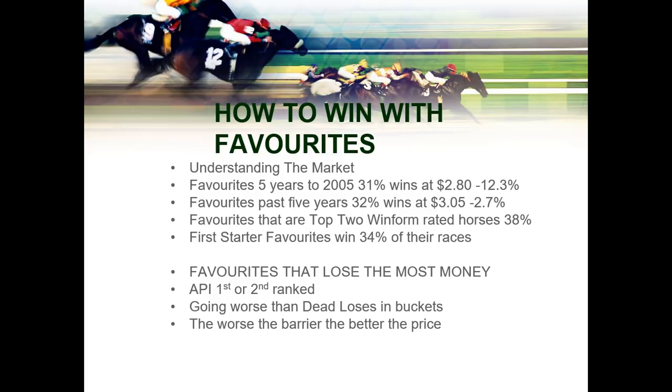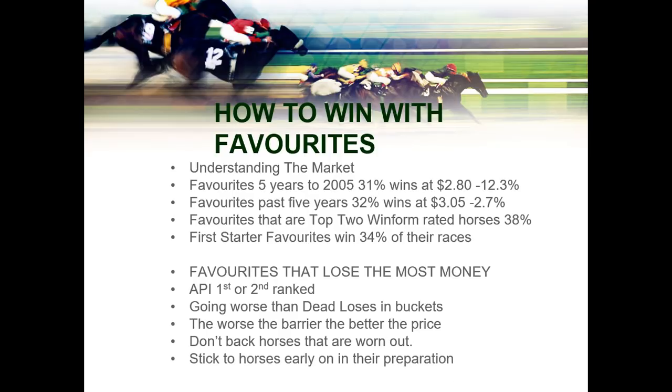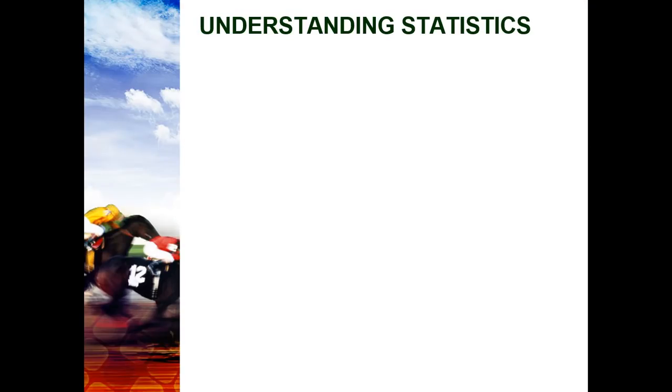Here's another strange thing. The worse the barrier, the better the price. So the wider drawn at the barrier, the less likely people are to back horses. However, when they're the favourite in spite of drawing a bad barrier, those horses win buckets, and they're the ones you need to be on. The other one is you don't back horses that are worn out. You stick to horses early on in their preparation. So that's when you're going to make the money. When the horse comes back, has a couple of runs, it's improving, and then it becomes favourite, that's because they can see the improvement in the horse. They're the horses that mostly are the ones that win.